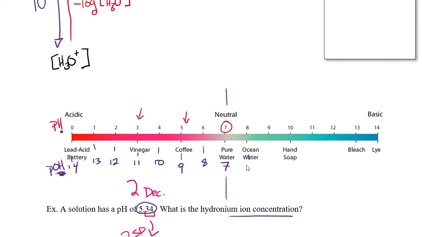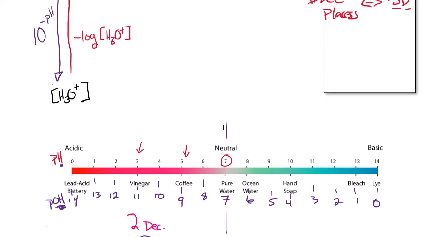So something that's slightly basic, like ocean water, would have a pOH a little bit less than 7. Hand soap would have a pOH of 4. Something very basic like bleach has got a pOH of 1. And lye, which is sodium or potassium hydroxide, has got a pOH of 0. It's very, very basic. So you see that these scales are just opposite, right? pOH is the power of hydroxide. It's measuring how basic something is, and it reads opposite to the pH scale.